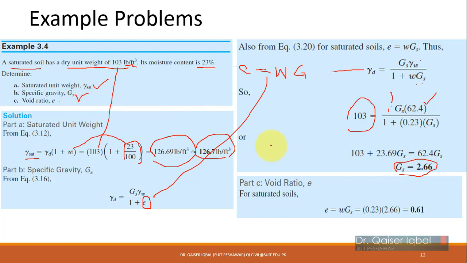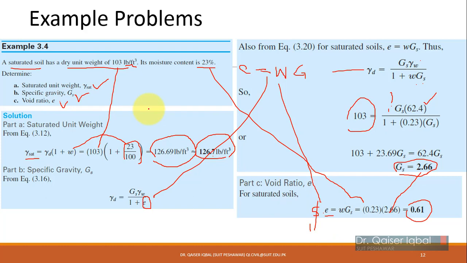Now the next is void ratio. We will use the same equation: S into E is equal to W into Gs, but S is equal to 1 because the soil is fully saturated. So E is equal to W into Gs. W is 23 divided by 100 because it's a percentage, multiplied by Gs, which we have just determined. By solving, we get E equal to 0.61, so the void ratio is also determined.